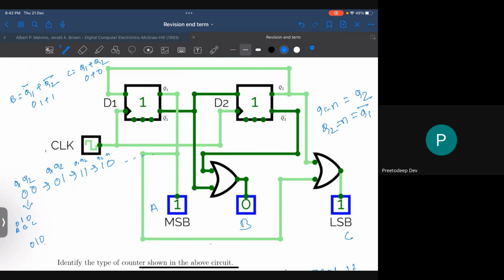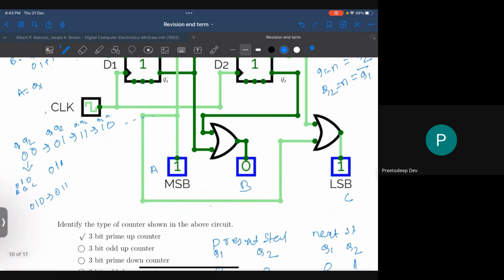Now here a equal to q1, so it will be 0. B equal to q1 bar plus q2, so 0 bar is 1 plus 0, it will be again 1. And what will be the value of c? C equal to q1 plus q2, again 1. So 0 1 1, right?